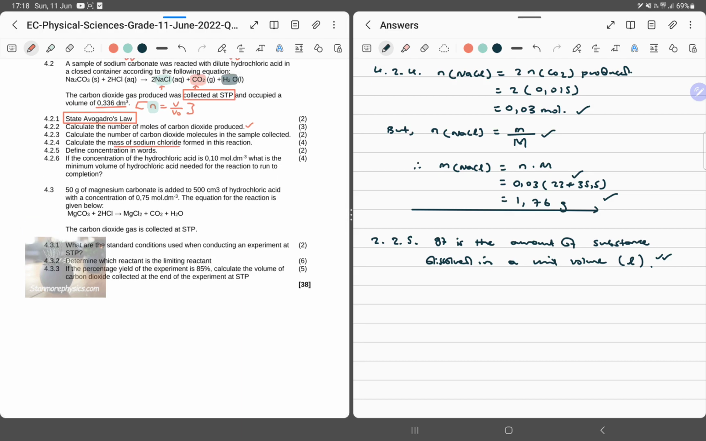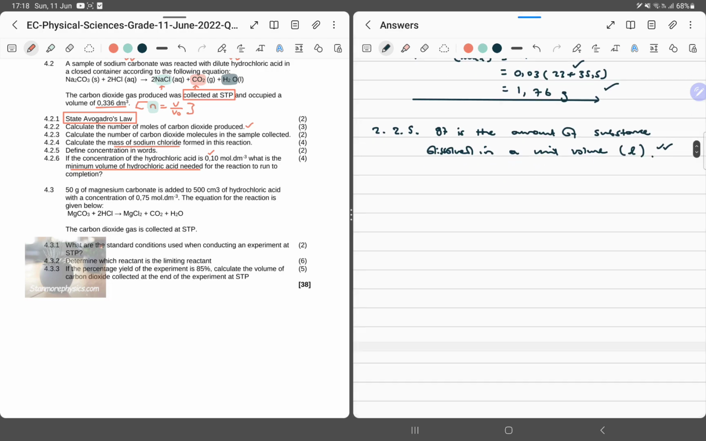Now, if the concentration of the hydrochloric acid is 0.1 mole per decimeter cubed, what is the minimum volume of hydrochloric acid needed for the reaction to run to completion? Okay, this one is another nasty one too.